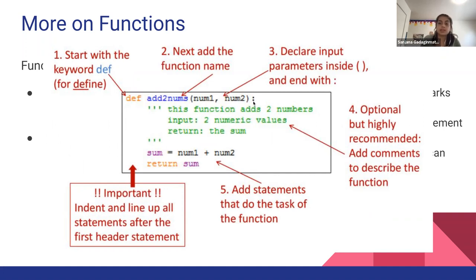And number four is pretty important actually. Say you're doing another Python class in college or in high school, some teachers will grade you on the readability of your code and whether you have comments throughout your code describing what happens, because you need to make sure that anyone who reads your code can understand what's going on. So optional, whenever you define a function, just write a brief description of what the function is doing. And then number five, add statements that do the task of the function. That's like arithmetic or if statements or for loops or whatever you want your function to do. And then at the end, you would return whatever value to the function itself. And again, make sure to indent when you're writing the body of your function.